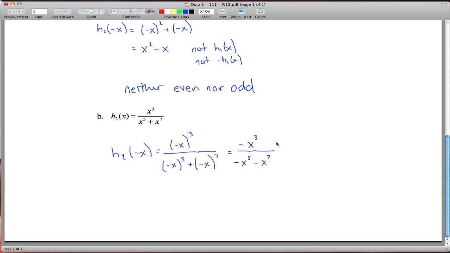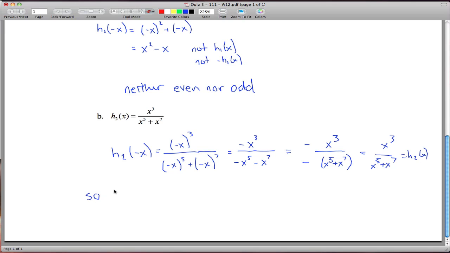So then the question becomes, okay, this mess that I have right here, is it the same as h2 of x? Is this the same as this? Turns out it is. One way you can see that is you can factor out a negative from the top and a negative from the bottom. And then these two negatives cancel out. So what we have is x to the 3rd over x to the 5th plus x to the 7th, which is exactly h2 of x, equals h2 of x.